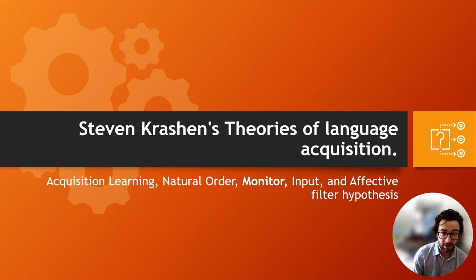First off, to know about the monitor hypothesis, we have to know about Stephen Krashen and his theories of language acquisition. These are all hypotheses: acquisition learning hypothesis, natural order, monitor hypothesis, input hypothesis, and affective filter hypothesis. All of these are 5 different hypotheses that Stephen Krashen created in order to better explain second language learning. The monitor hypothesis is very closely linked with the acquisition learning hypothesis, which we'll go over.